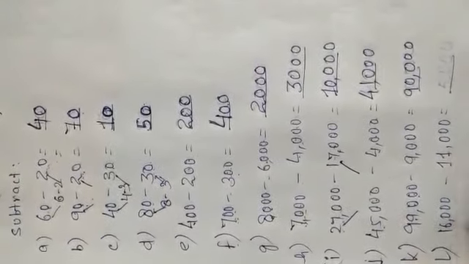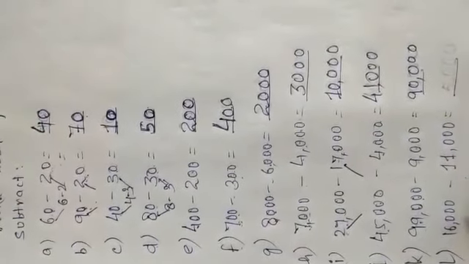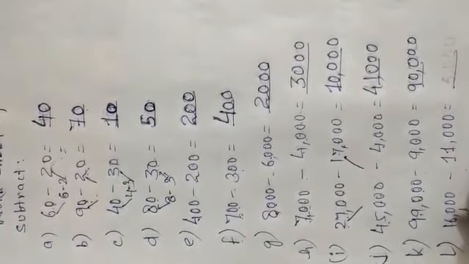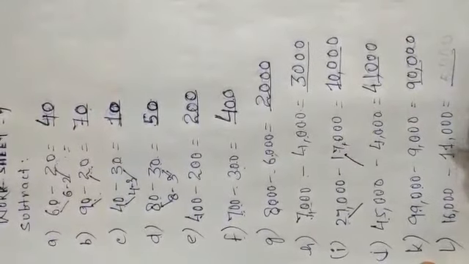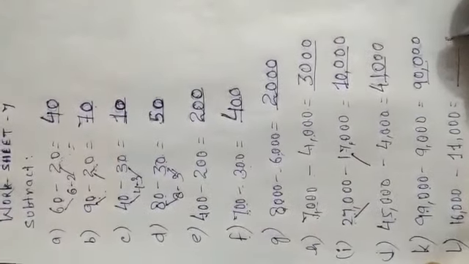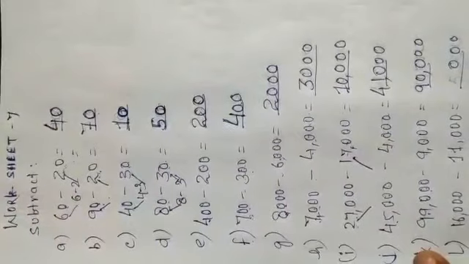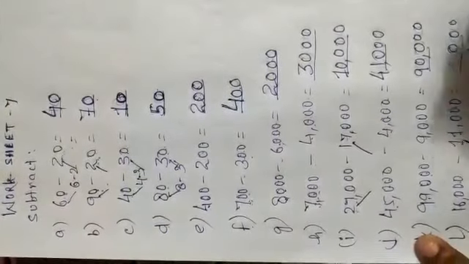Now L, 16,000 minus 11,000 equal to what? 16,000 and 11,000 are in the same place, that is thousands place. 16,000 has 3 zeros on the right, 11,000 has 3 zeros on the right. So the difference will also have 3 zeros on the right. Now subtract 16 minus 11, that is 5.